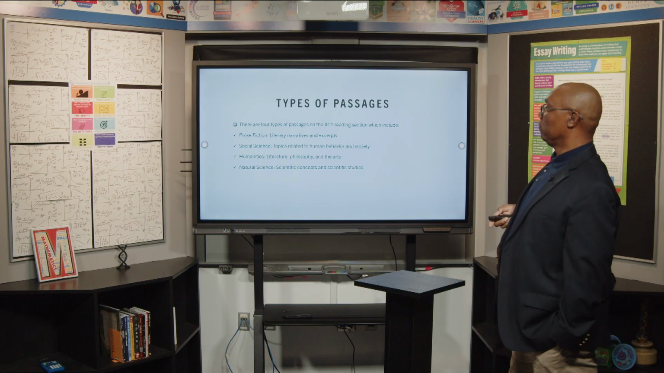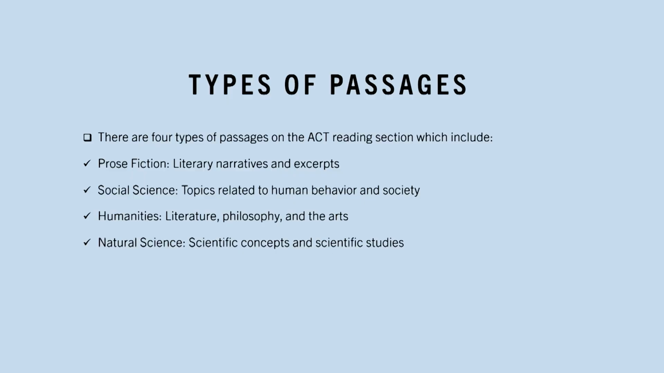First, let's talk about prose fiction. Prose fiction, as a type of passage, is about literary narratives and excerpts, usually fiction, from history, from literature, and there's no real restriction in terms of what type of literature. Social science: topics related to human behavior and society. The humanities passage focuses on literature, philosophy, and the arts. And then the natural science passages focus on scientific concepts and scientific studies.